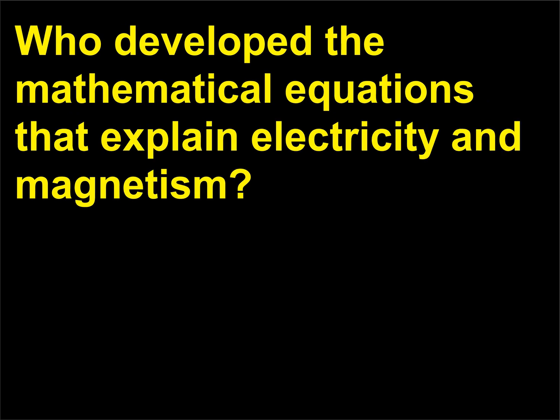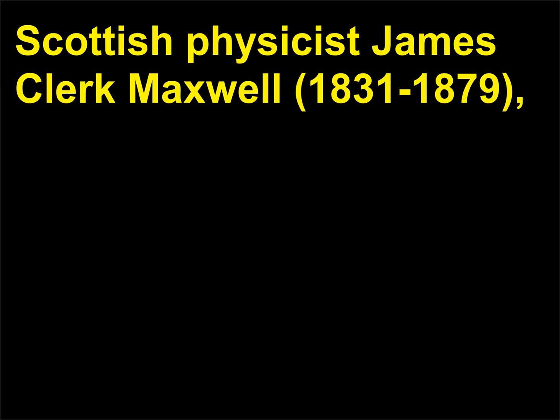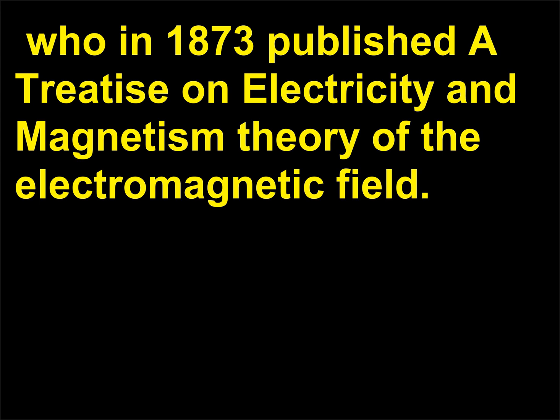Who developed the mathematical equations that explain electricity and magnetism? One of the major early works about electricity and magnetism was written by Scottish physicist James Clerk Maxwell, 1831–1879, who in 1873 published A Treatise on Electricity and Magnetism, theory of the electromagnetic field.